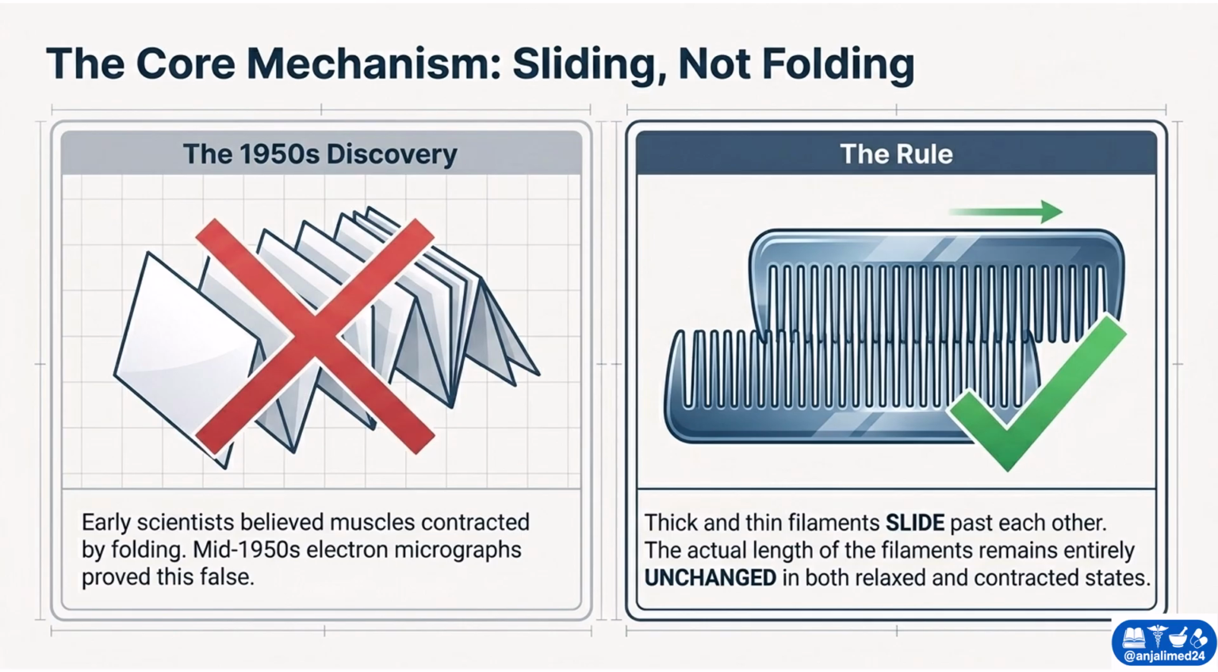On the left side of the slide, the red cross represents the old, incorrect theory, the idea that muscle proteins physically folded or compressed. On the right side, the green check mark represents the correct mechanism. During contraction, the thick filaments, which are composed of myosin, slide past the thin filaments, which are mainly composed of actin. Importantly, the length of both the actin and myosin filaments remains unchanged. Only the degree of overlap between them increases.